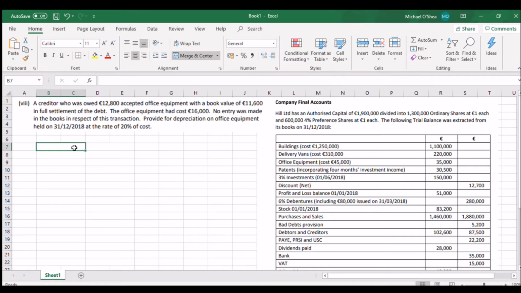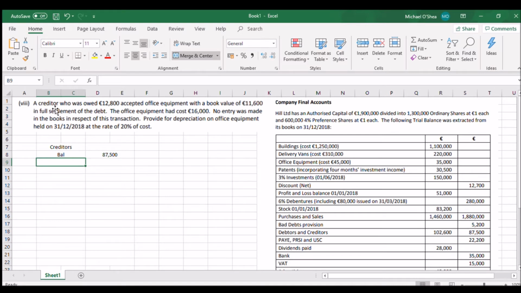First thing I'm going to do is the creditor's account. The balance in the creditor's account from the trial balance is 87,500. Now what have I done? Now there may be other adjustments for creditors. I'm just looking at this one, so I'm not going to total up the creditors. I'm just looking at how I deal with this one.